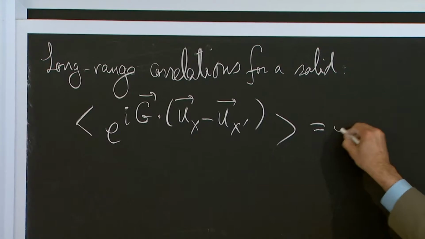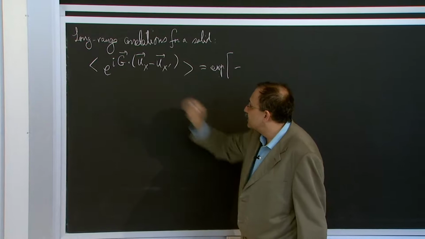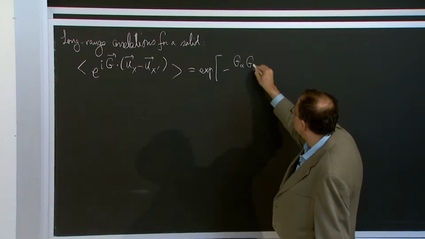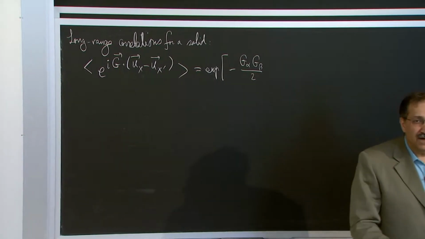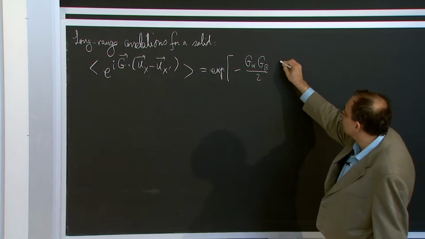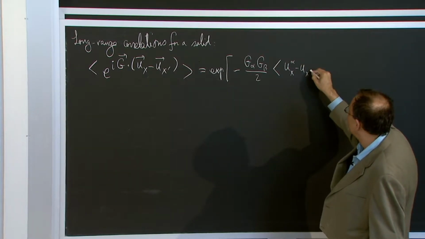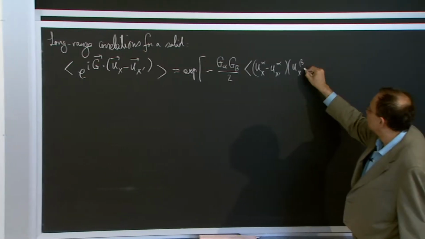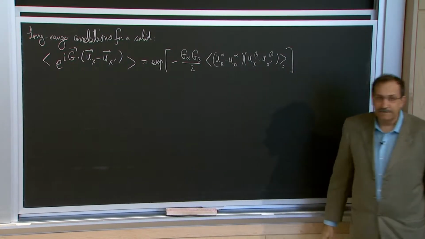So I will complete the square. I will have exponential minus 1/2. Well, let me be a little bit careful with this. I have g alpha, g beta over 2 because I have two factors of g dot u. I will write them using Einstein summation convention as g alpha times the u alpha component times the u beta component.